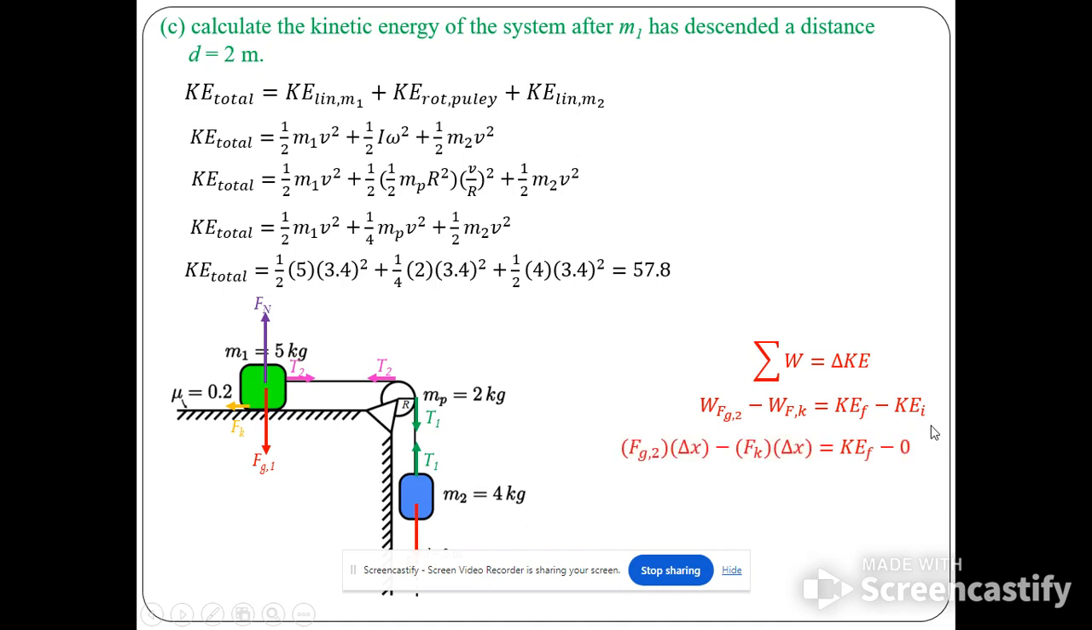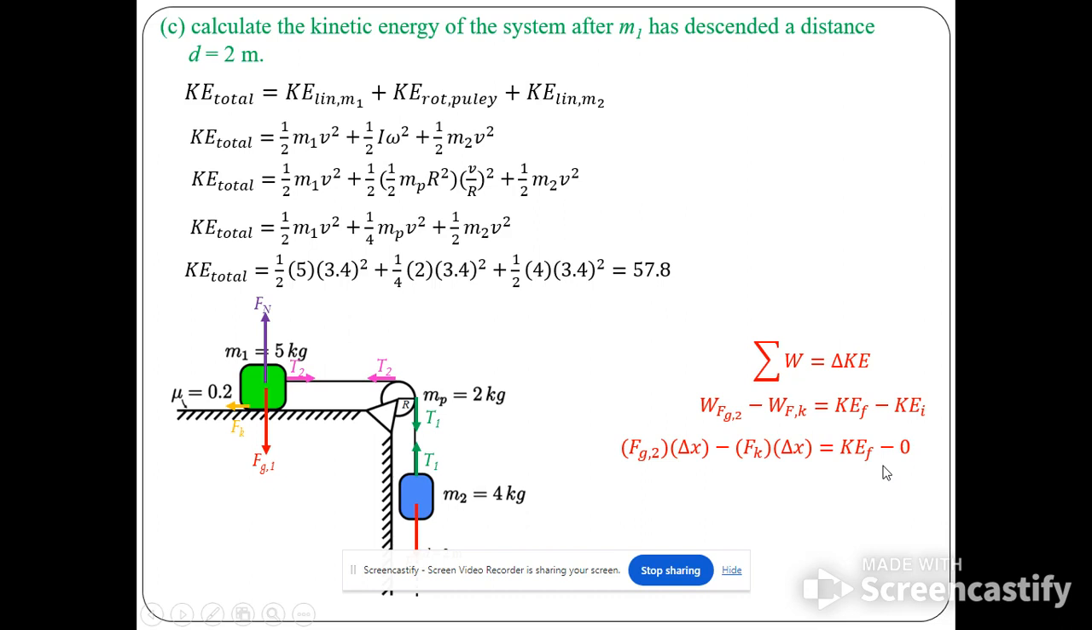So if you do that, here's F of G2 times the displacement. I call this delta X, but it's up to you. You can call it delta Y or whatever the case might be. I take the line of motion to be my X. But if you like Y, put a Y in there. It doesn't really matter. And then you would subtract the force of friction times the same displacement, because if the hanging mass dropped 2 meters, the green box also has to move to the right 2 meters as well. So really it's the same distance displacement.